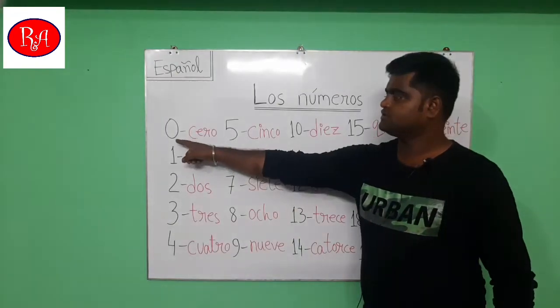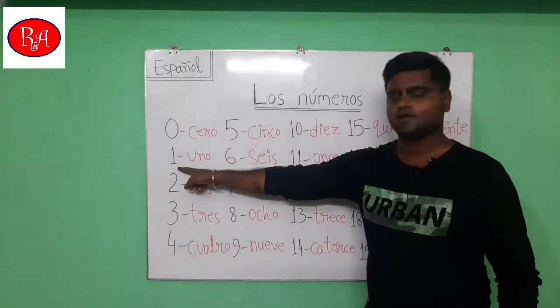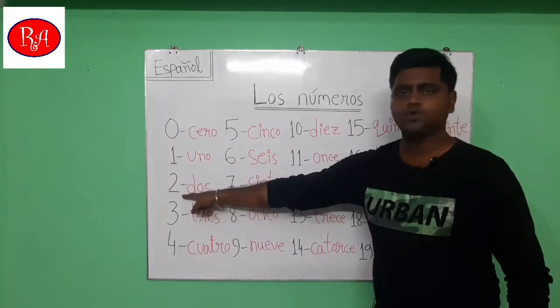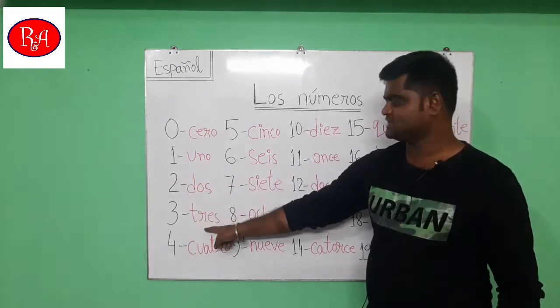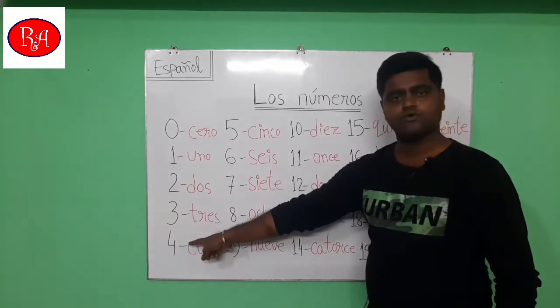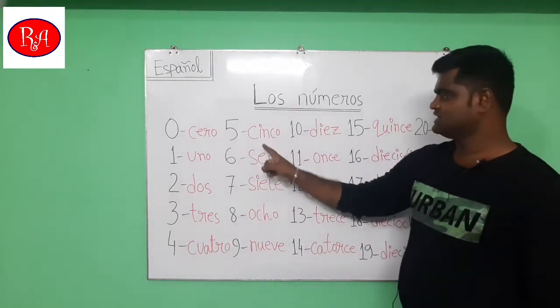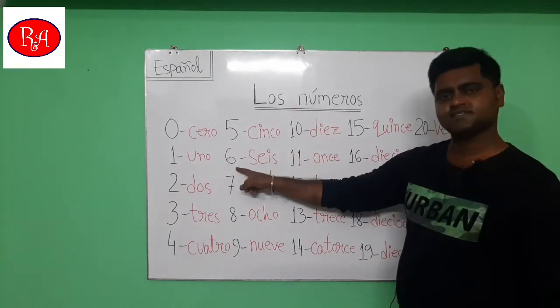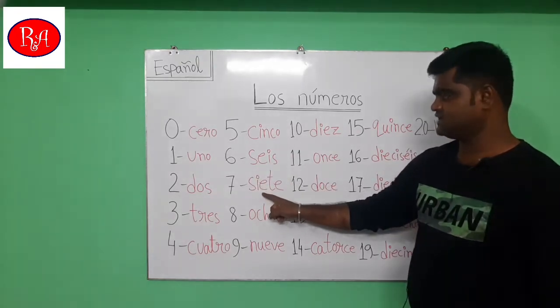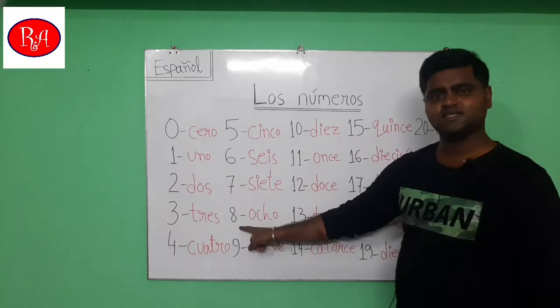Cero, zero. Uno, that is one. Dos, two. Tres, that is three. Cuatro, four. Cinco, five. Seis, six. Siete, seven. Ocho, that is eight.